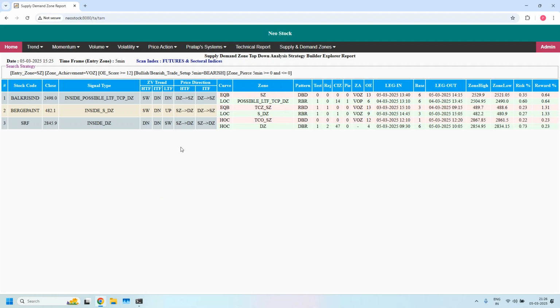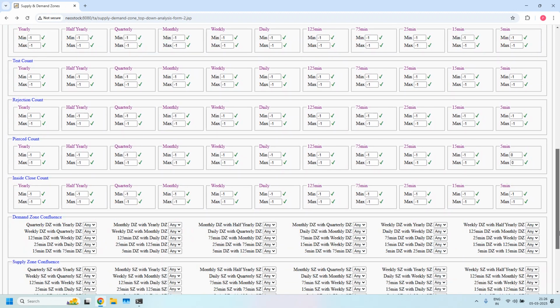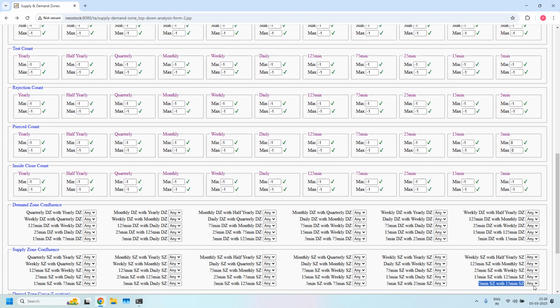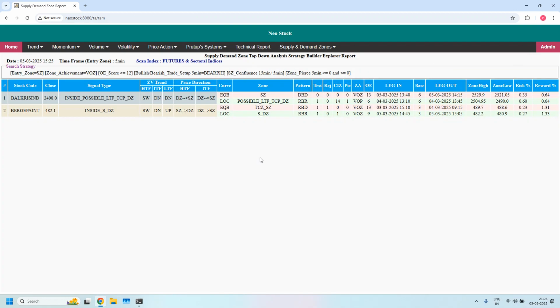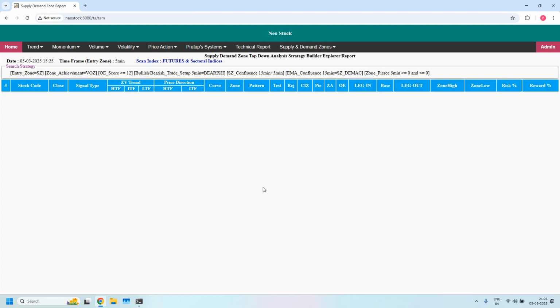Let us check if any of these supply zones are having ITF confluence. That is 5 minutes supply zone with 15 minutes supply zone confluence. 2 stocks are having. So these 5 minute supply zones are overlapped with 15 minute supply zone. Let's check if any of the 15 minute supply zone having daily EMA confluence. So none of them are having.